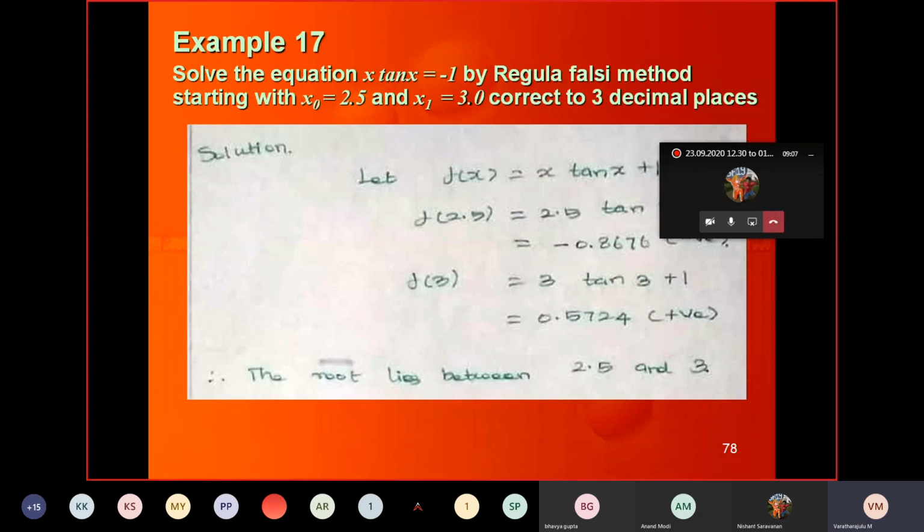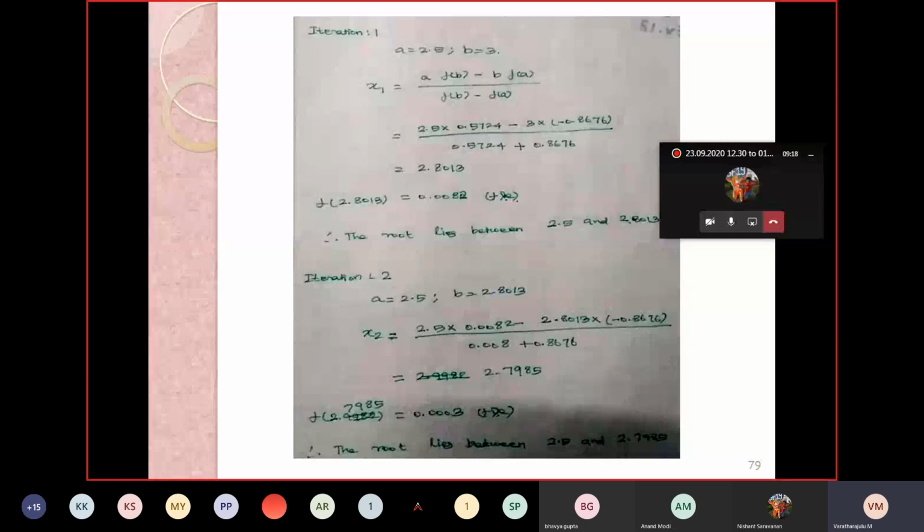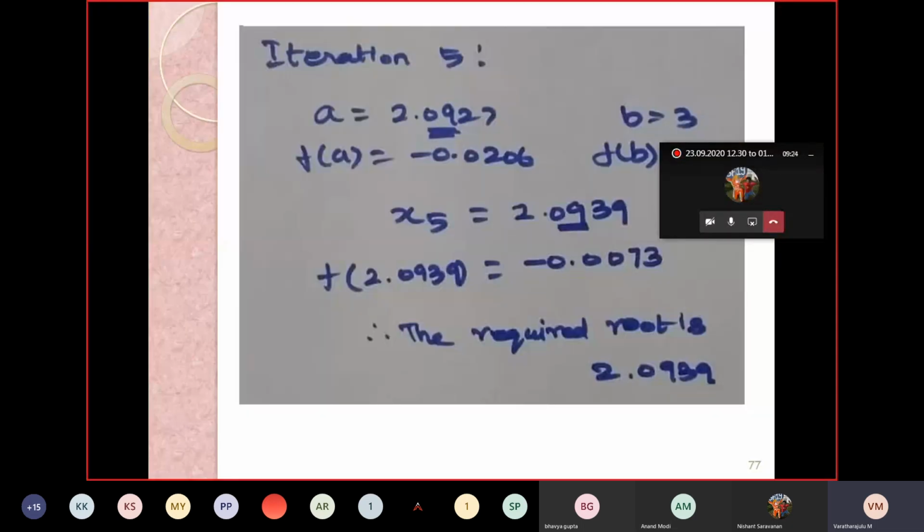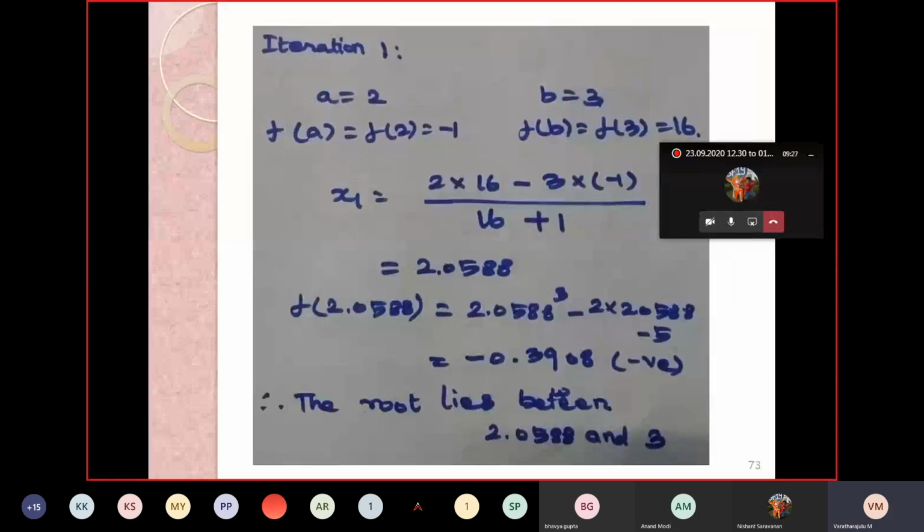And take 2.5 as a and 3 as b. Concerning the solution, iteration 1 gives 2.8013. In the last problem, problem number 16, what we found in iteration 1 was that the function result is negative. Therefore, the root may lie between 2.058, which we derived, and 3. The 3 is the upper zone, 2 is the lower zone.